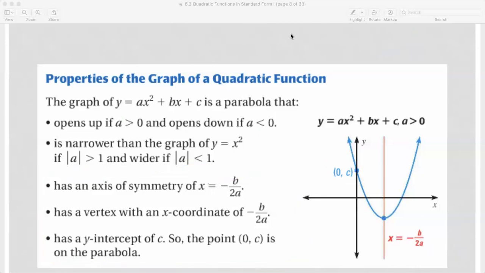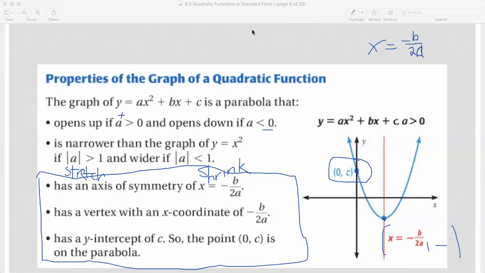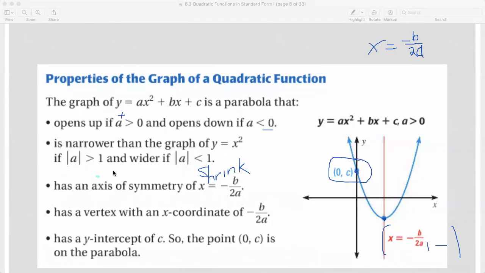Oh no, I'm going to undo that. I want to keep my negative b over 2a here. I'm just going to erase the rest. Okay.